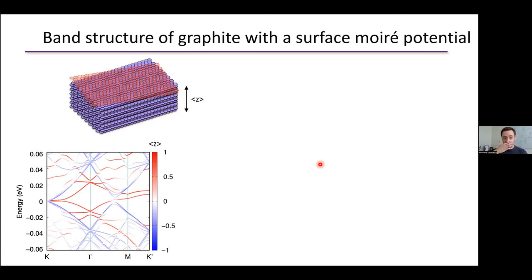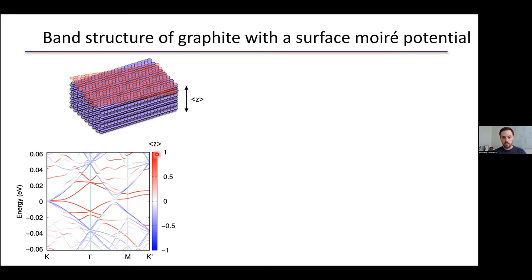So we've taken to trying to understand this by calculating the band structure of graphite with a surface Moire potential with the top layer twisted. If we don't include any gating, then this isn't particularly difficult, right? We can just extend the Bistritzer-MacDonald model to this larger structure. And the additional thing that I'll show you is that we can color code these bands based on their expected projection along the C-axis of this graphitic structure.